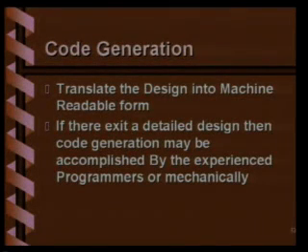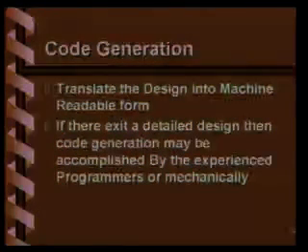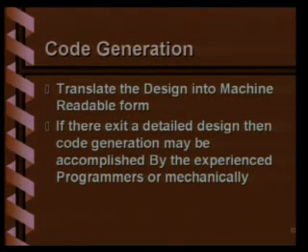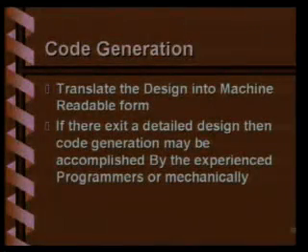Okay. Once I have completed my design, what do I do next? Coding, right? That is implementation, and coding is one of the major parts of it. So what do we do? Just a few words about coding. Why is coding needed? It translates the design into machine readable form. If there exists a detailed design, then code generation may be accomplished by an experienced programmer or mechanically.